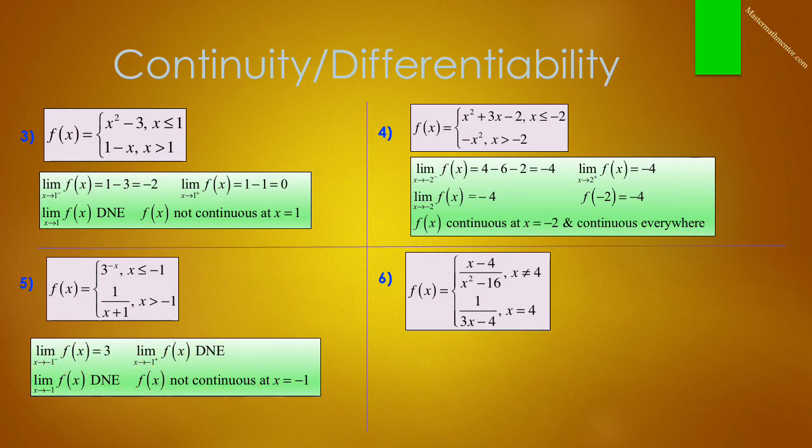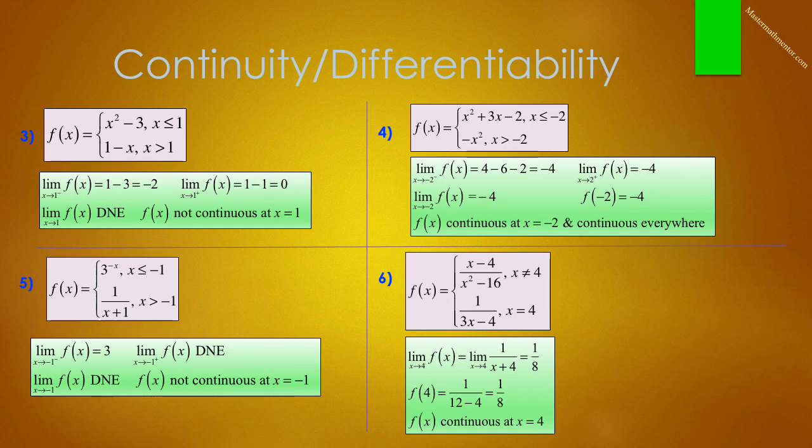In number 5, f of x equals 3 to the negative x if x is less than or equal to negative 1, and 1 over (x plus 1) if x is greater than negative 1. The limit of f of x as x approaches negative 1 from the left is 3 to the negative of negative 1, which is 3. The limit of f of x as x approaches negative 1 from the right is 1 over 0, which does not exist. And therefore the limit of f of x as x approaches negative 1 does not exist. Therefore f of x is not continuous at x equal to negative 1.